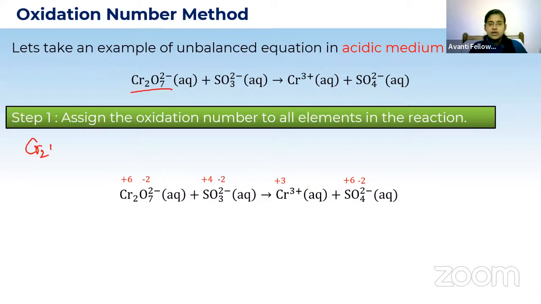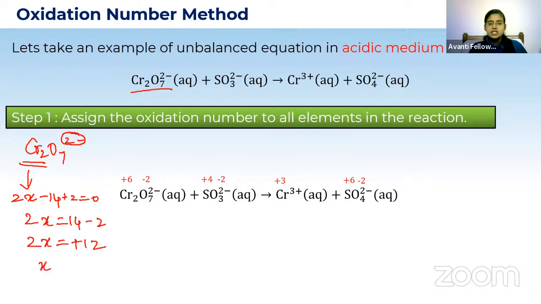So Cr2O7 2 minus. We are going to find out the oxidation state of chromium. We have 2 chromium, so it is 2x. There are 7 oxygen, so 7 into minus 2 is minus 14. And it has gained 2 electrons, so plus 2, which is equal to 0. So 2x is equal to 14 minus 2, so it will be 12, and x is equal to 12 by 2, which is equal to 6. This is how we calculate the oxidation number for each element in the compound.